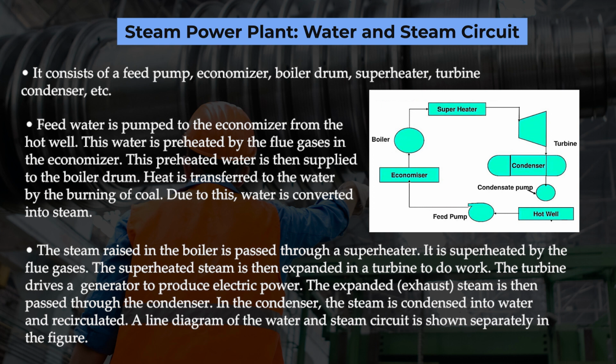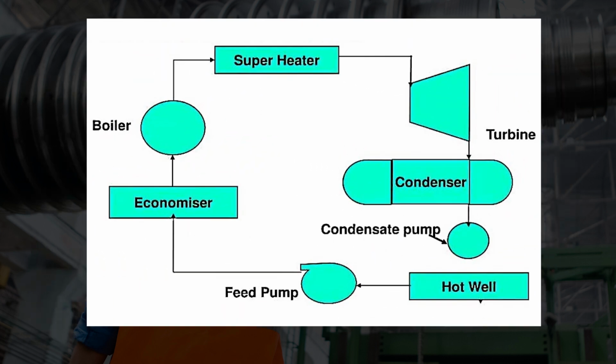The expanded or exhaust steam is then passed through the condenser. In the condenser, the steam is condensed into water and recirculated. A line diagram of the water and steam circuit is shown separately in the picture. In this picture, we can see a line diagram of the water and steam circuit.